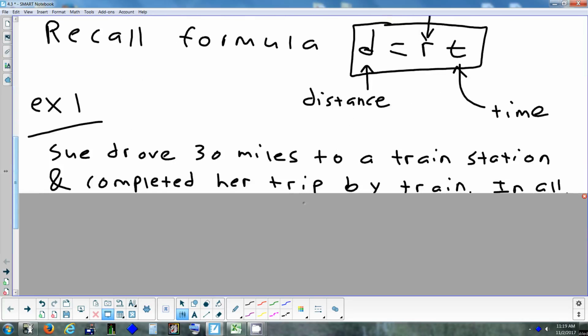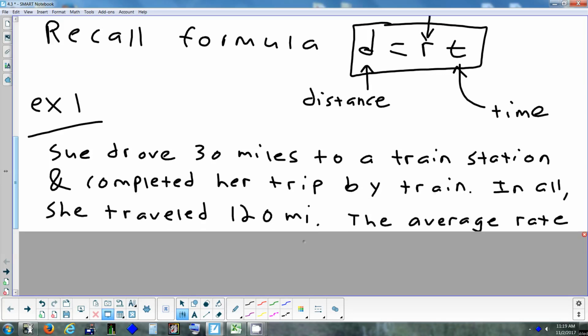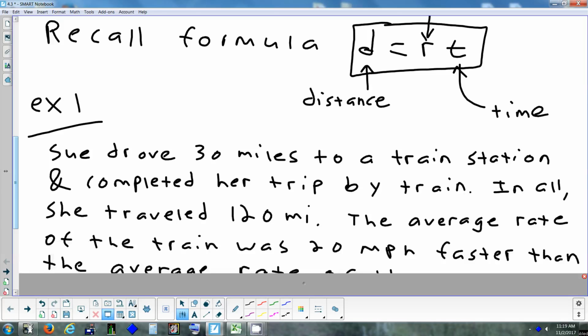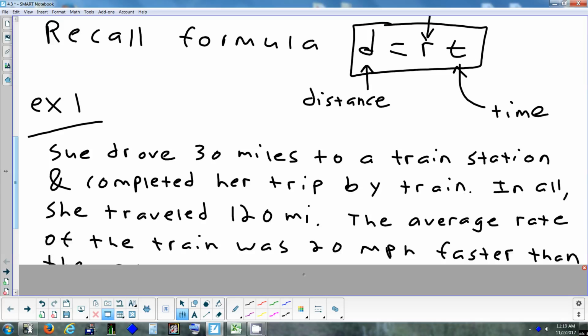All right, so this person is traveling somewhere, and they're going to drive to the train station, and then from there they're going to take a train. It's basically what's happening. So it says Sue drove 30 miles to the train station, and then from there she got on the train. The total length of her trip, one way, starting somewhere and going somewhere, is 120 miles. Now, we don't know how fast the train goes, we don't know how fast the car goes, but what we do know is that on average, the train is 20 miles per hour faster than the car.